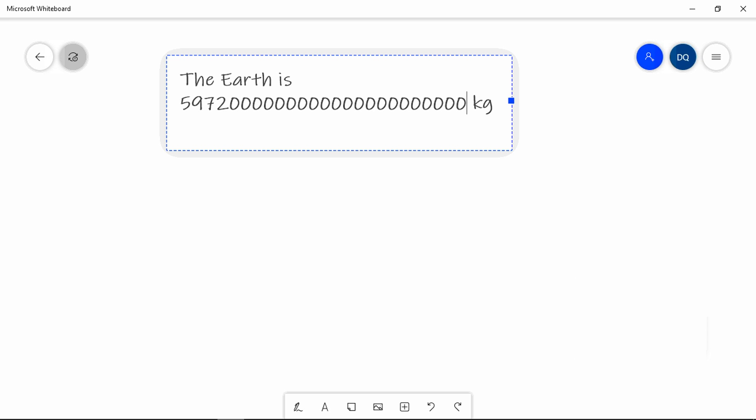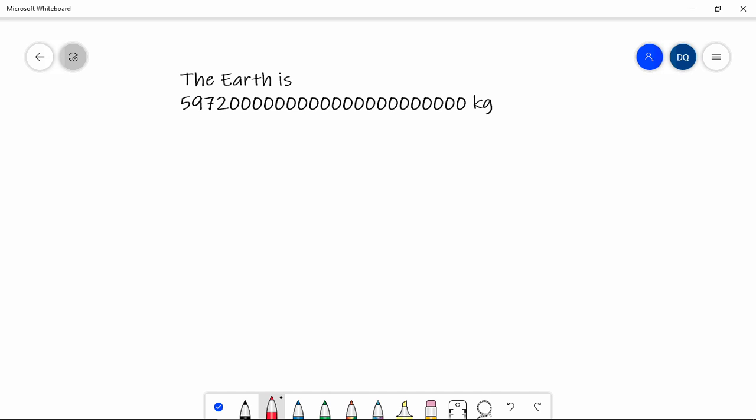Written here is the mass of the Earth, 597200000000000000000 kilograms. Absolutely ridiculous number to try and manipulate, to do math with, or even to tell somebody. There's a better way to do that, and that better way is called scientific notation.